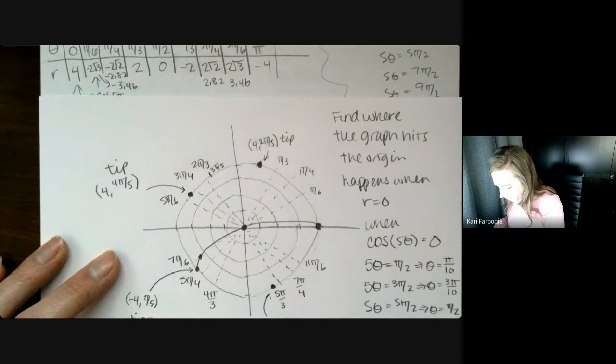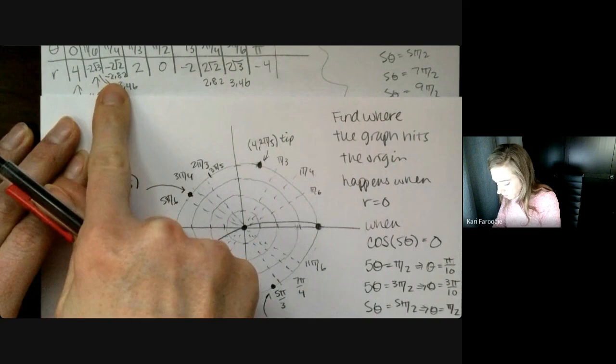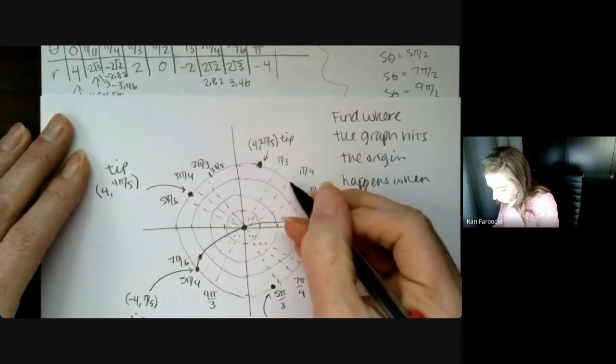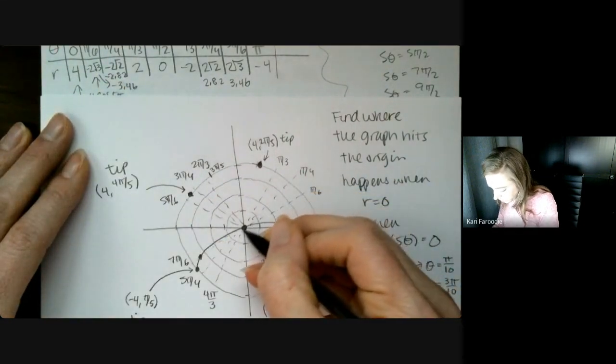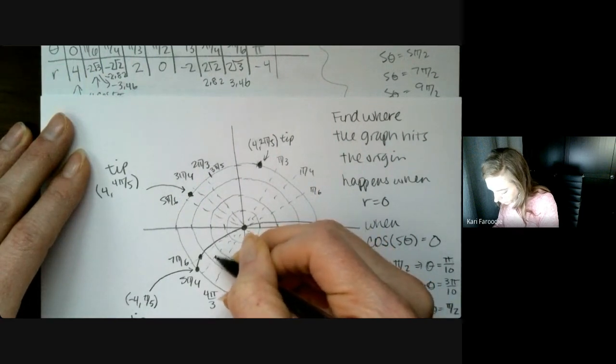All right, so we graphed this point. Now at pi over 4, we're at negative 2.82. So at pi over 4, we'll be at negative 2.82. Gets us to right about there.